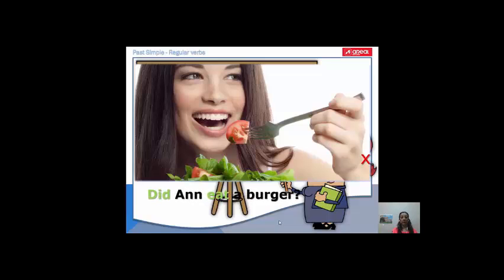Another example, did Anne eat a burger? What do you see? Yes, very good. No, she didn't, the short negative form. She ate salad. This is the past simple of eat. Eat changed to ate. So she ate salad, not a burger.